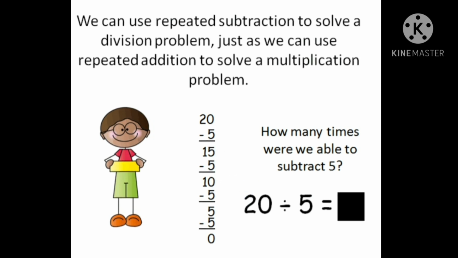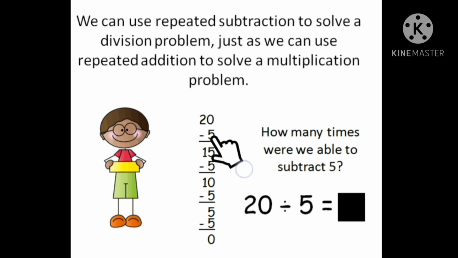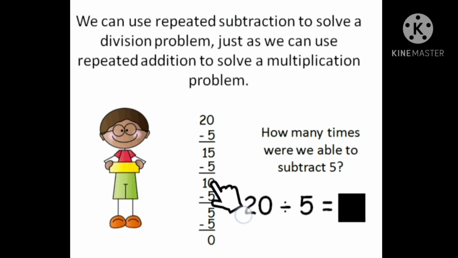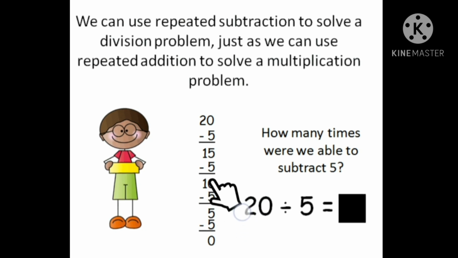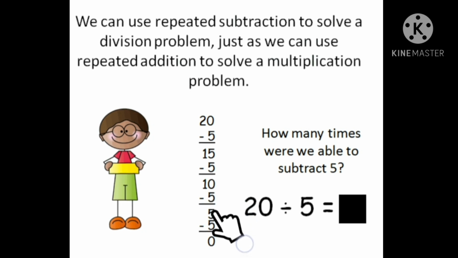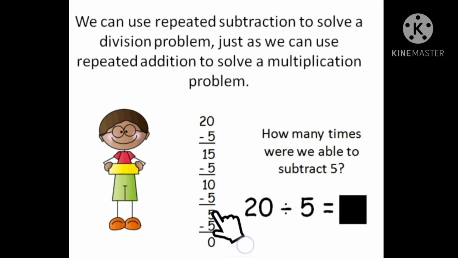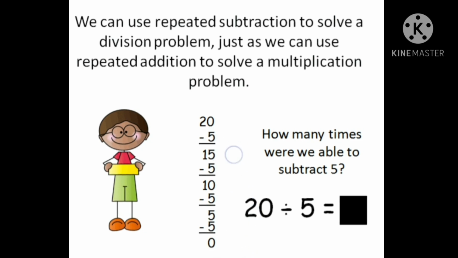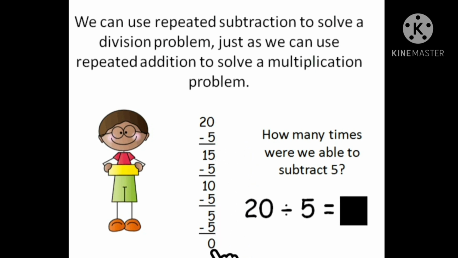Because division is the shortest way of subtracting the same number again and again. So 15 minus 5 is 10. Then again we are subtracting 5 from 10. So 10 minus 5 is 5. Again we are subtracting 5 from the answer, that is 5 minus 5. So we get 0. So we subtract 5 from 20 until we get 0.